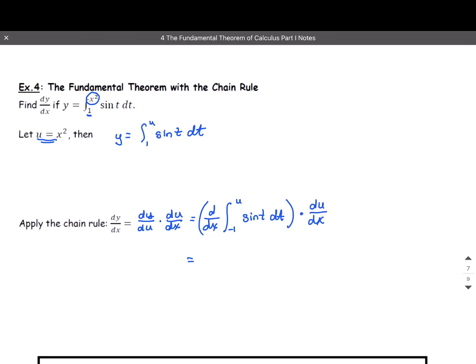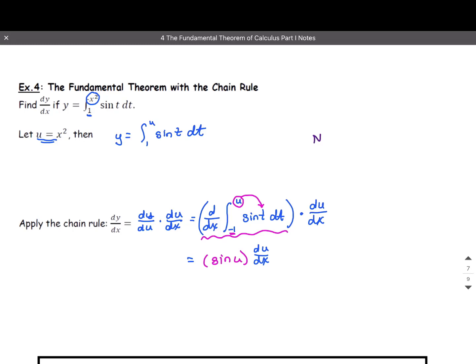Well, even though this derivative looks scary, it's the same thing. We have a constant at the bottom, we have a variable at the top, we're going to substitute it into our function. We have the sine of u. And we still have du dx. Now here's the catch. What the heck is du dx?